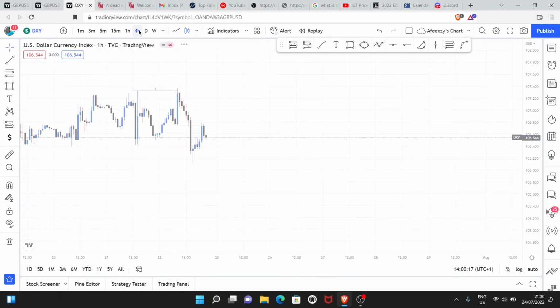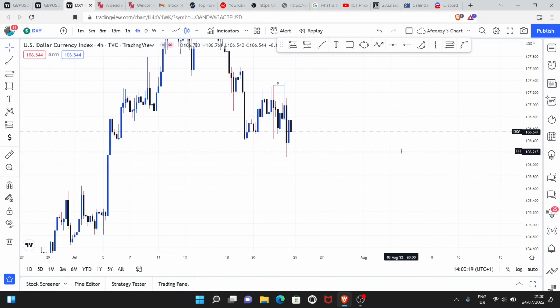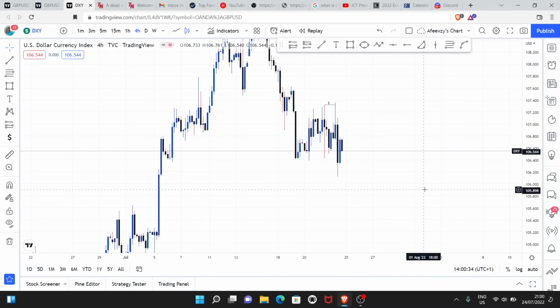I'm seeing it attacking this sell side liquidity, then coming down to fill this imbalance, this fair value gap. Let's see what happens on DXY next week.